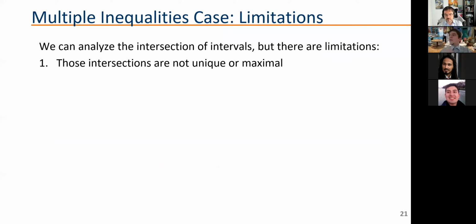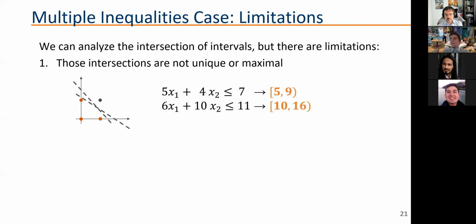So here are some limitations that we have to acknowledge, first of all. For each one of these constraints that we want to analyze, we can associate an interval for which, if we just move the values around there, we have the same feasible solutions. Let's say, for example, here we have that same example again. 5x1 plus 4x2 is smaller than or equal to 7. We know that the right-hand side here could be anything from 7 all the way to 9, but not including 9. Second constraint, 6x1 plus 10x2 is smaller than or equal to 11.